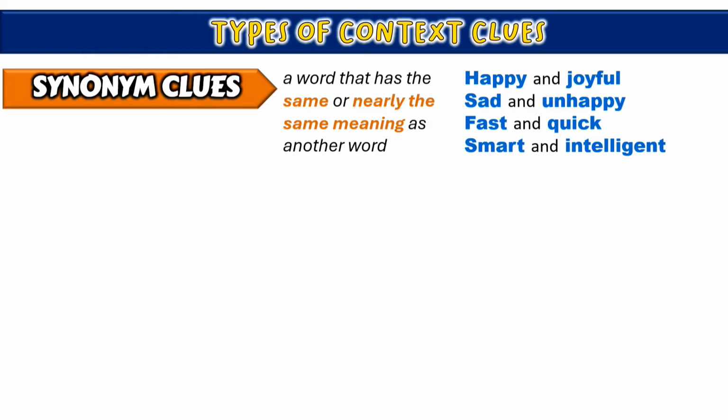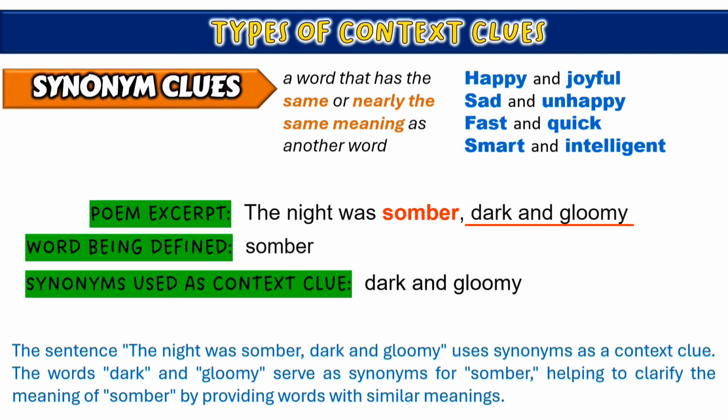A poem might use a word that means the same thing as the difficult word to help explain it. The line of the poem, "The night was somber, dark, and gloomy," uses synonyms as a context clue. The words dark and gloomy serve as synonyms for somber, helping to clarify the meaning of somber by providing words with similar meanings. We also have antonym clues.